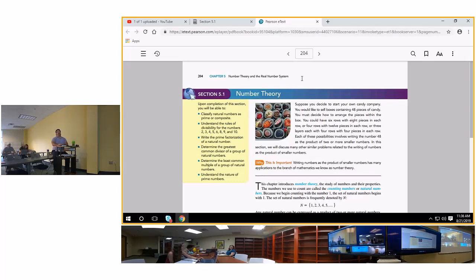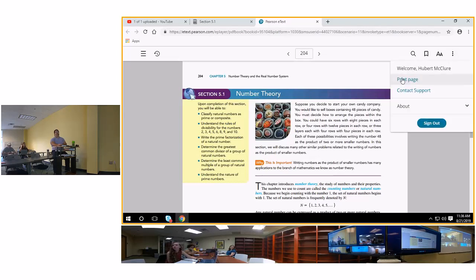So you do not have to buy a book for this class, because as soon as you get on MyLab Plus, you have access to the book. You can print out the book by going up here and printing it page by page. Most of your sections, like 5.1, 5.2, are usually 10 or fewer pages. So that's how you print out your book.